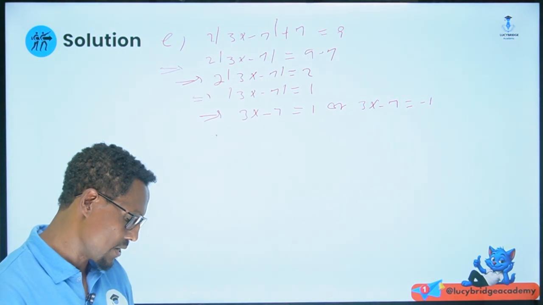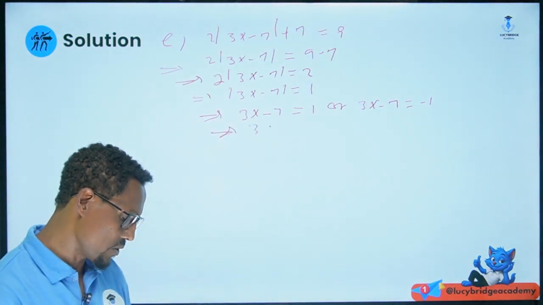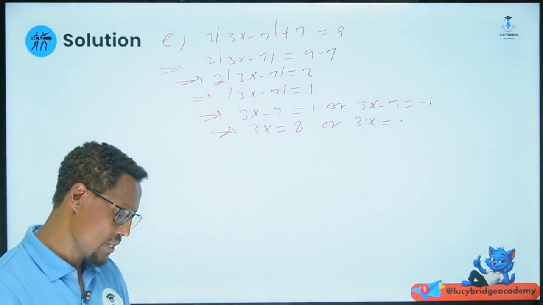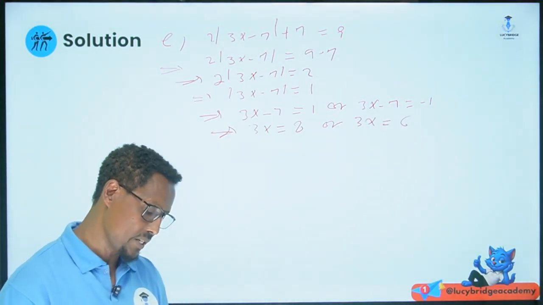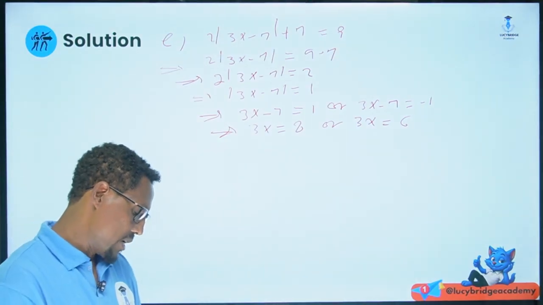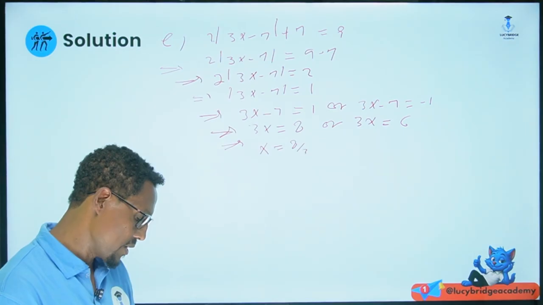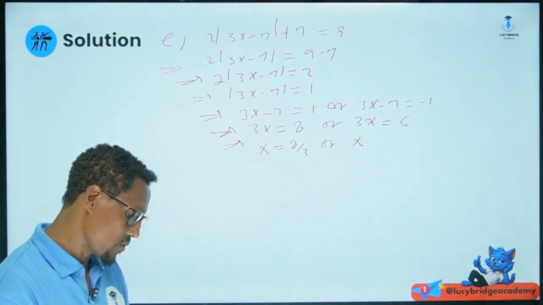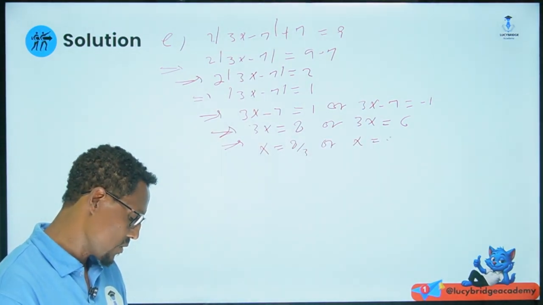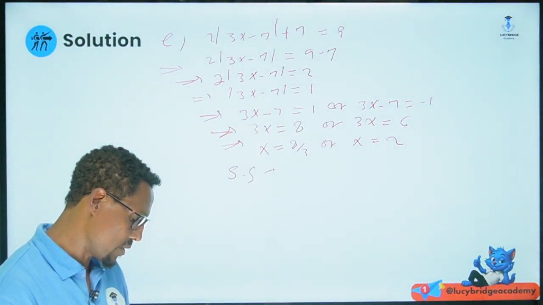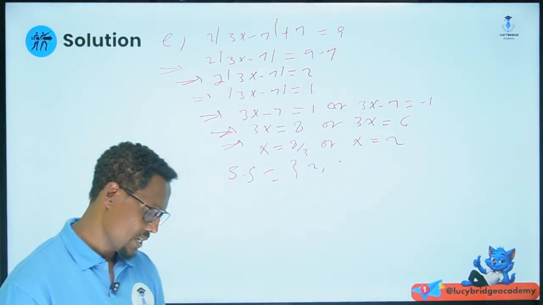Implies 3x minus 7 is equal to 1, or 3x minus 7 is equal to minus 1. Implies 3x is equal to 8, or 3x is equal to 6. 7 plus negative 1 is 6. Dividing both sides by 3, x is equal to 8 over 3, or x is equal to 6 over 3, which is 2. So our solution set is 8 over 3 and 2. These are the solutions.